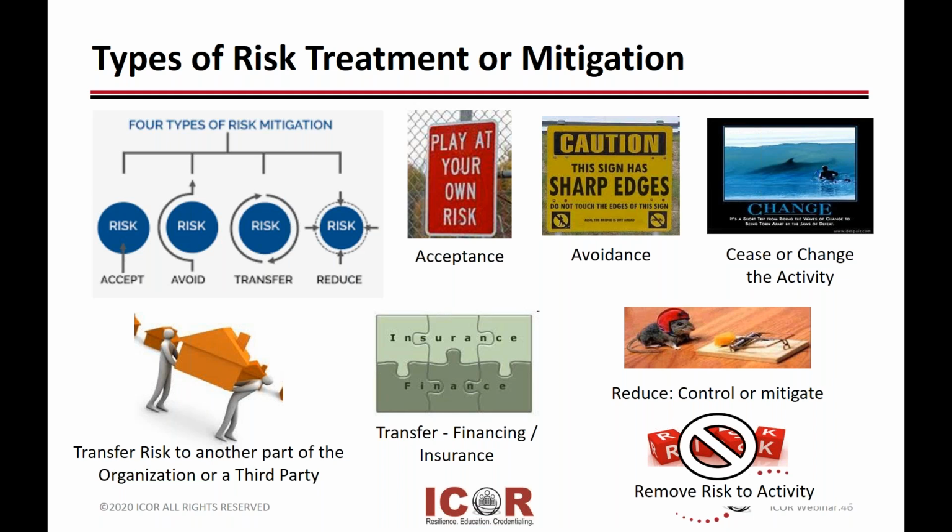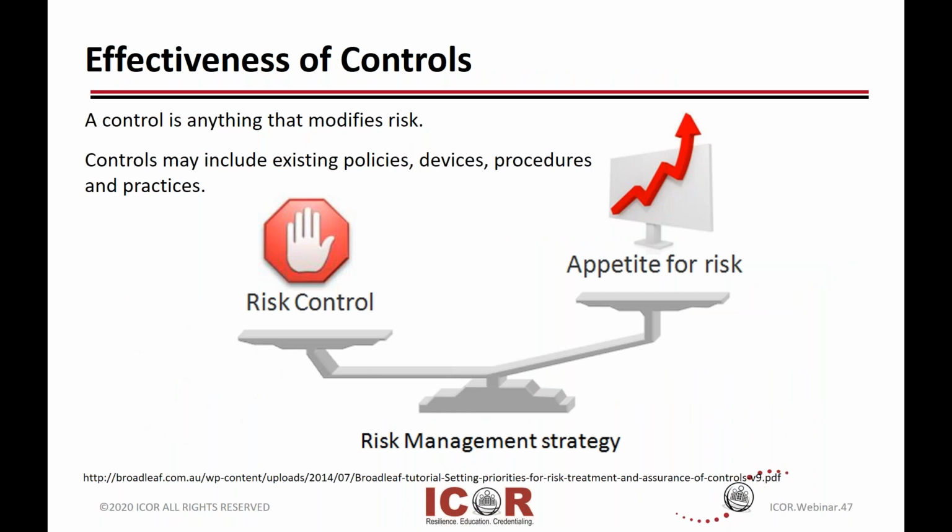We talked about controls when we were looking at identifying risk and what kind of controls do we already have in place. So we need to next look at what kinds of controls do we need to add. And it might include updating your policies, putting different procedures in place. But understanding, again, your risk management strategy is going to be a balance between what controls you put in place and your appetite for risk.